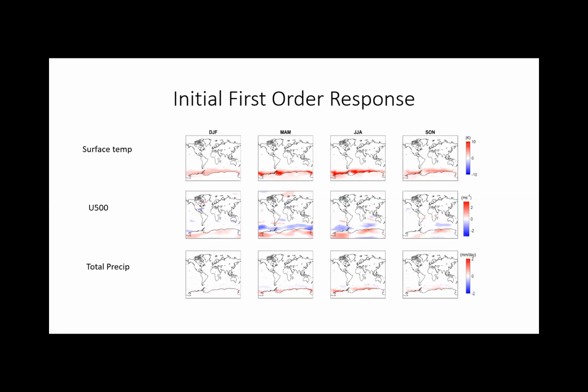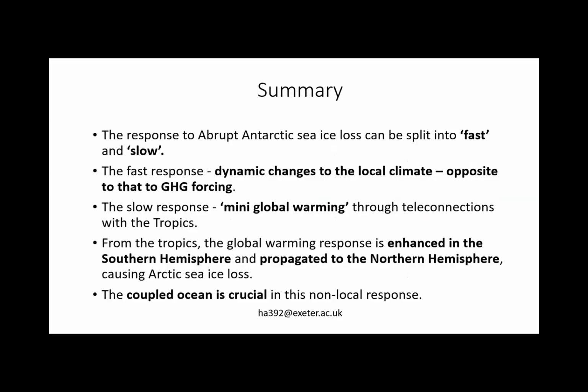So this is very new work, and again, will hopefully contribute towards this paper, and we can hopefully get a real nice picture of the coupled interactions there. Just as a summary, the response to abrupt Antarctic sea ice loss can be split into fast and slow. The fast response is like the dynamic changes to the local climate, so the things that are opposite to the greenhouse gas forcing, for example, the eddy-driven jet, subannular mode, that kind of thing. The slow response is this mini global warming through teleconnections with the tropics.